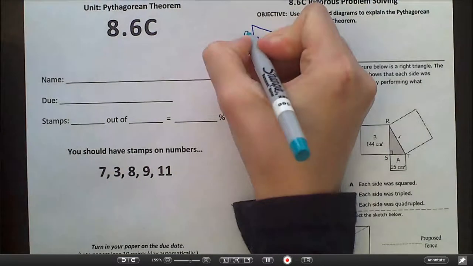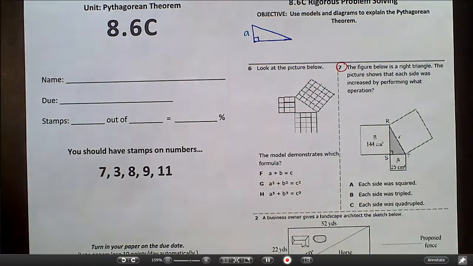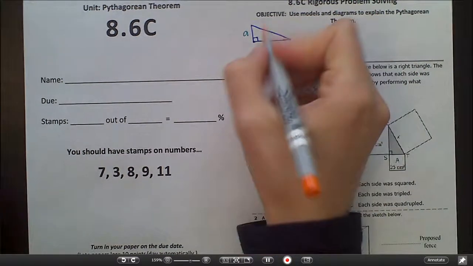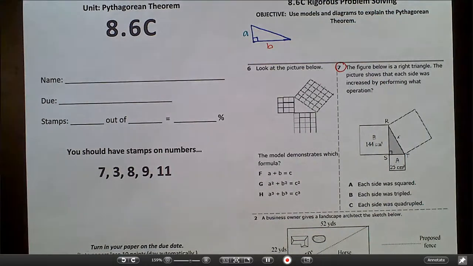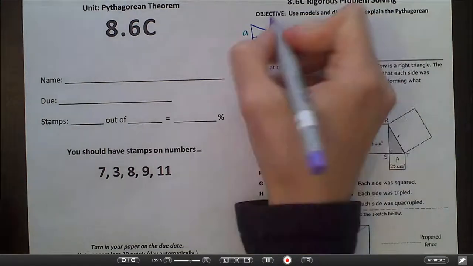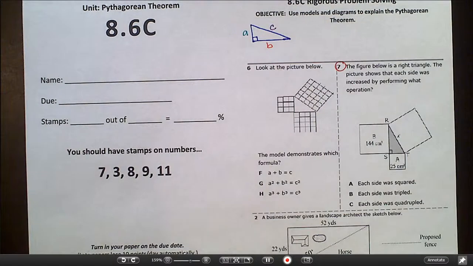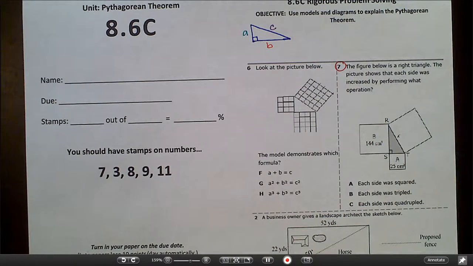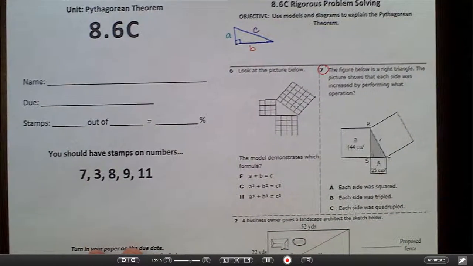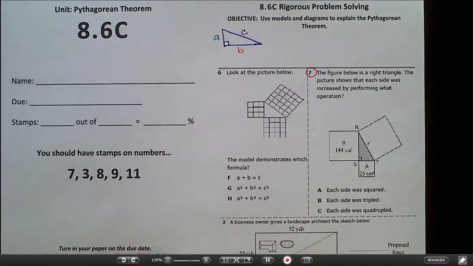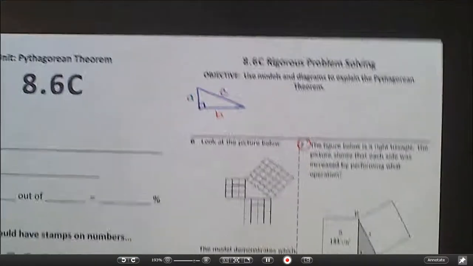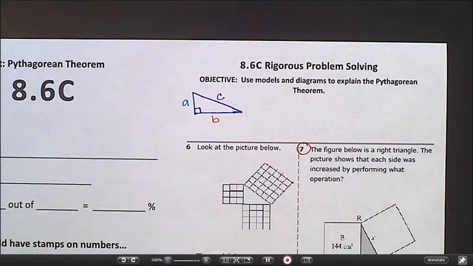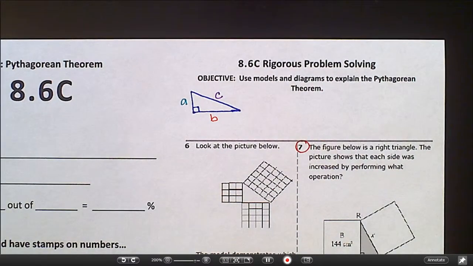side A, and if I call this side B, and we call this, let's see, side C, then there's a formula that we can use to figure out any side that we might be missing. Let's zoom in here. These are going to be your notes for today. There's not a whole lot that you need to write down.